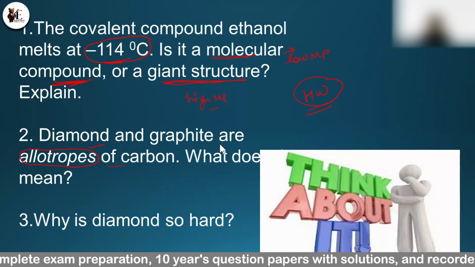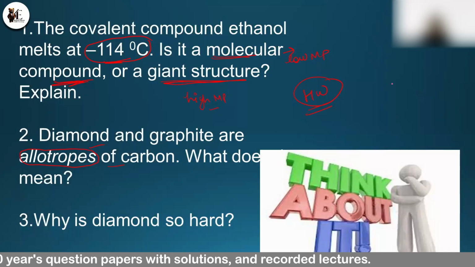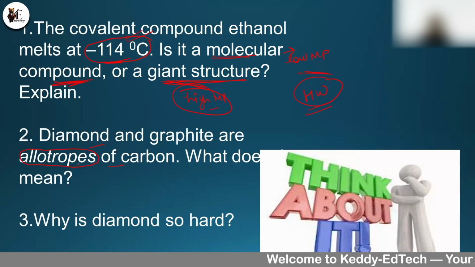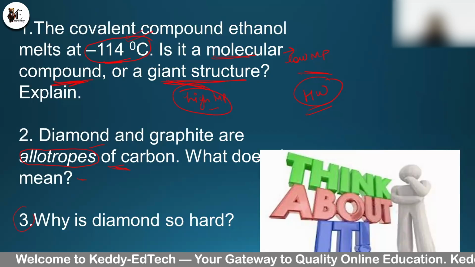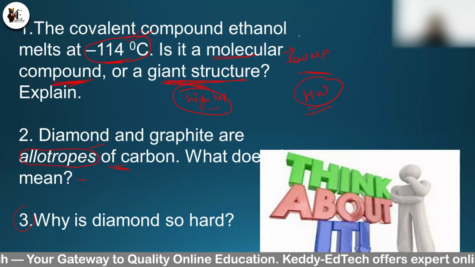So this is your homework question. Take a screenshot of it. Question number 1 says that the covalent compound ethanol melts at minus 114 degrees Celsius. Is it a molecular compound or a GIANT structure? I told you that GIANT structures have a high melting point, but molecular compounds have a low melting point. And the melting point is low, so it is a molecular compound. Question number 2, diamond and graphite are allotropes of carbon. What does that mean? Third question, why is diamond so hard? You have to explain it on the basis of its structure and bonding. Done?